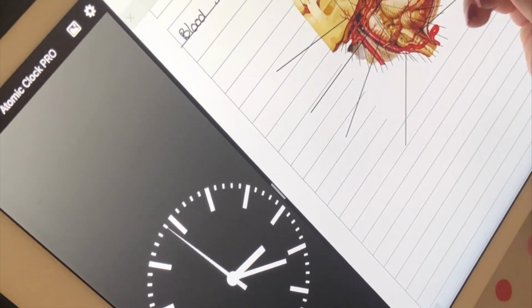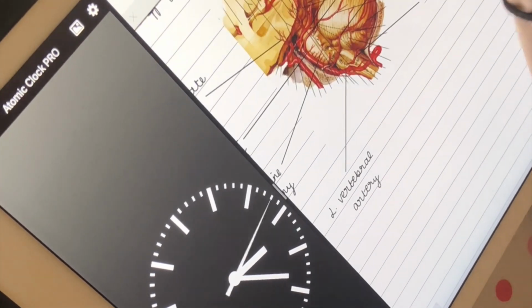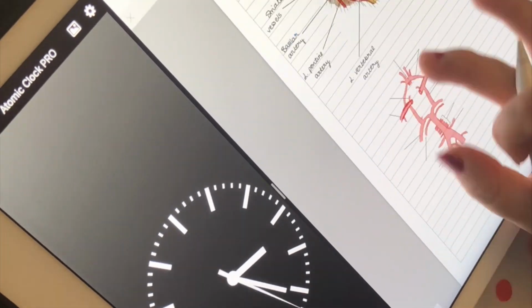I'm really sorry, by the way, about this rather unorthodox view.